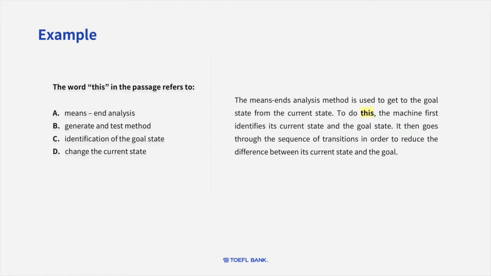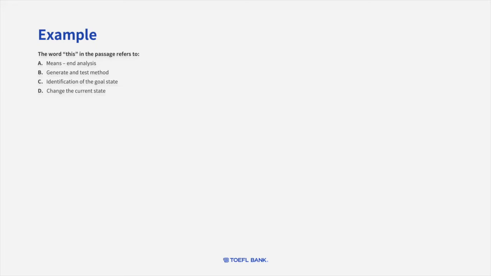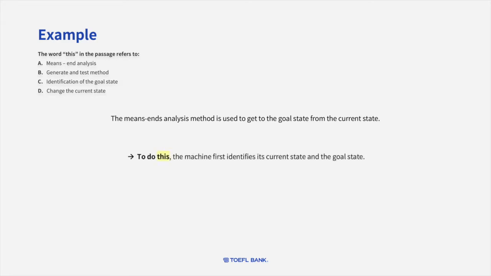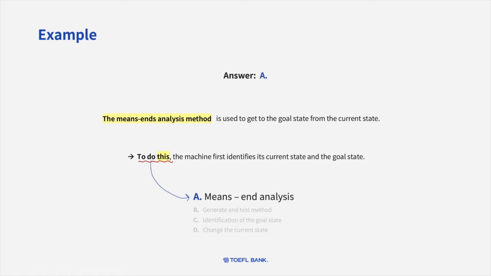The pronoun in bold is this. Let's take a closer look at the previous sentence and the sentence containing the pronoun. The means-ends analysis method is used to get to the goal state from the current state. To do this, the machine first identifies its current state and the goal state. The sentence states, to do this. You can easily tell that this refers to the means-ends analysis because the previous sentence just explained what the means-ends analysis method is. The pronoun this refers to the subject of the previous sentence, means-ends analysis, and the answer is A.